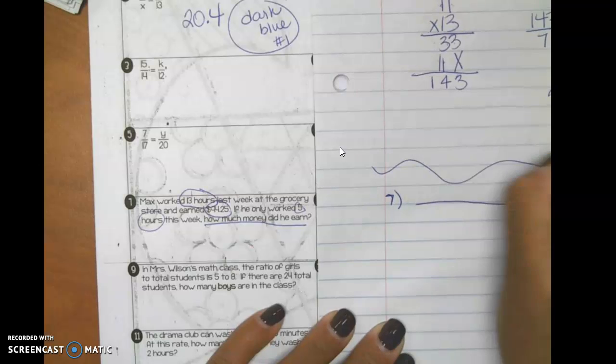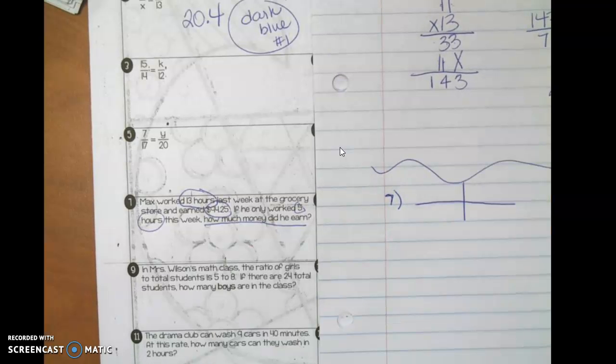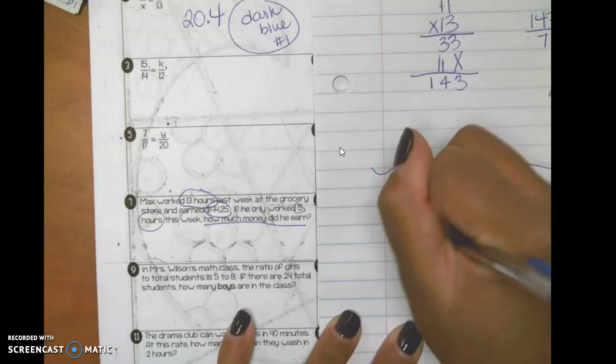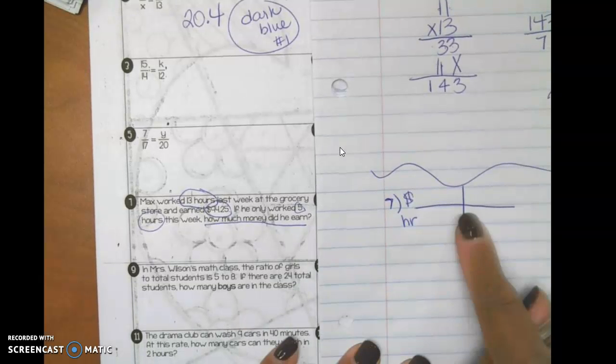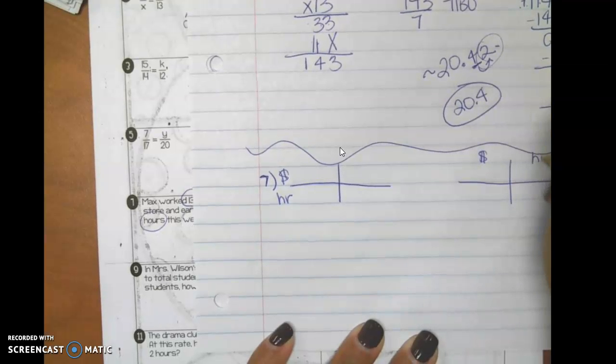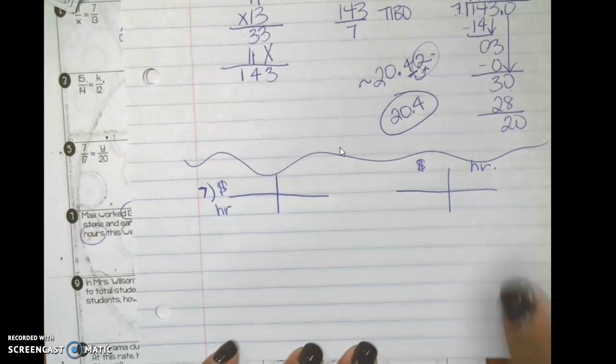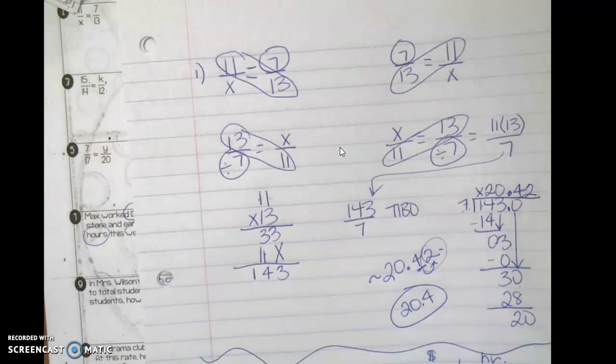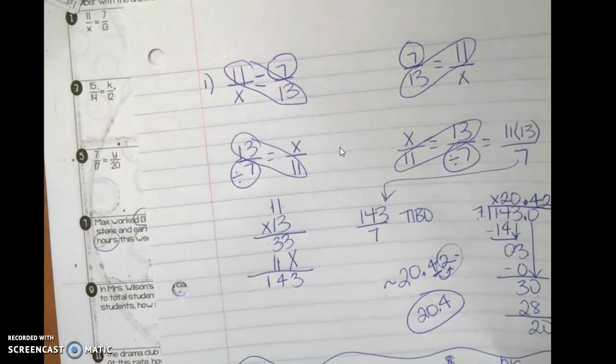Okay, when I set up my proportion, what do I need to know? Dollars and hours. I need to know the units. What are the things that we're talking about? Dollars per hour. Does it have to look like this? No, it could also look like this. Dollars and hours. I can write a proportion 4 different ways, just like I did up here. 1, 2, 3, 4. As long as the units match.